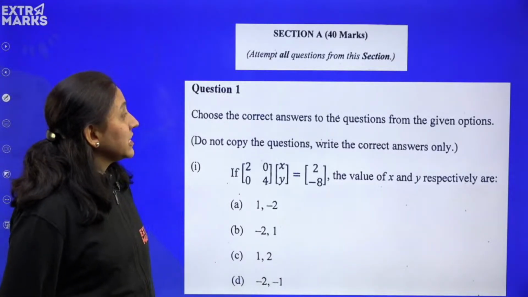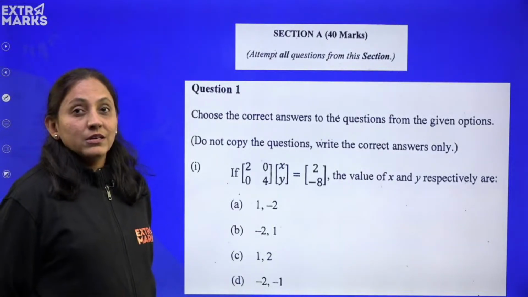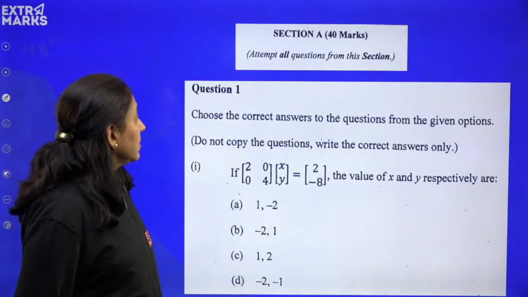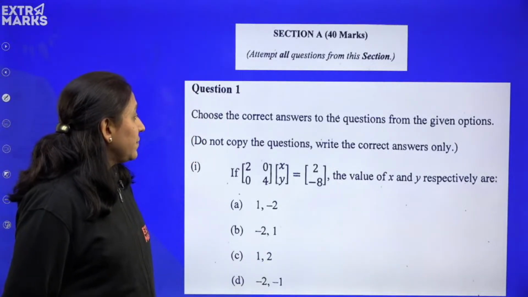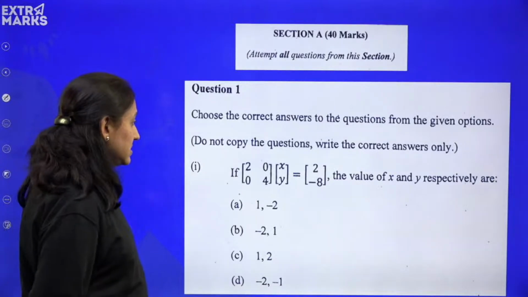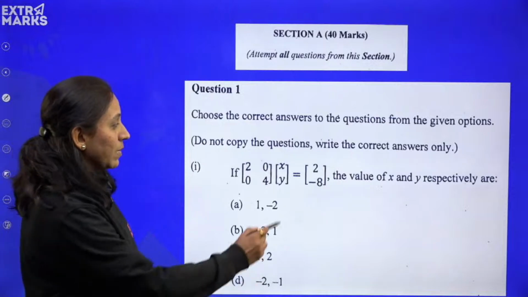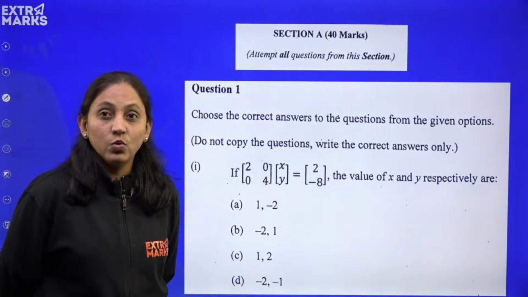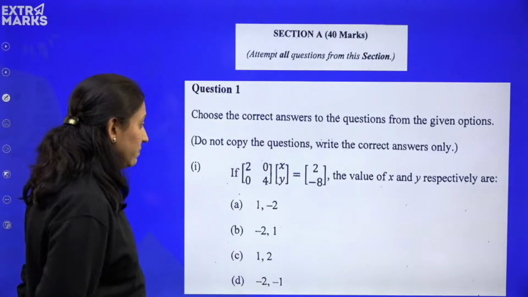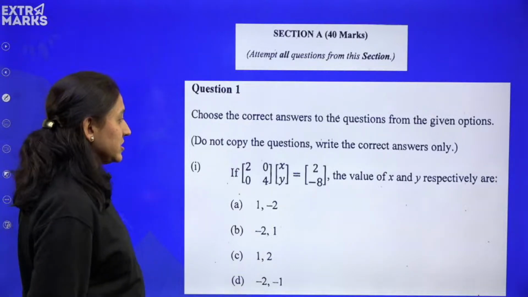So coming to section A, the objective questions. The first question is from the chapter matrices. They have given 2 matrices, 2, 0, 0, 4 and x, y. If you multiply, this is the product matrix and you have to find the values of x and y. As I said, this is a very direct and very easy question.